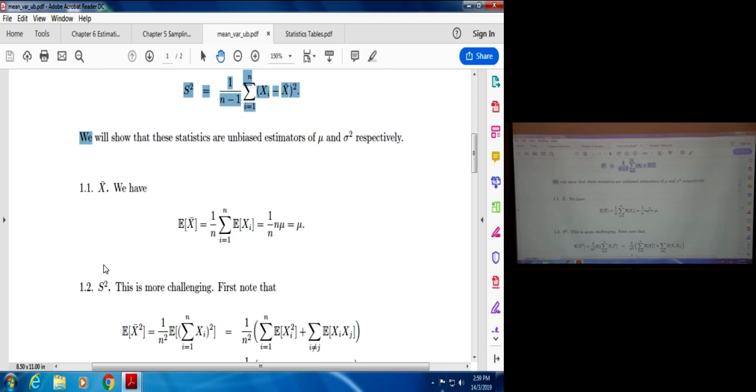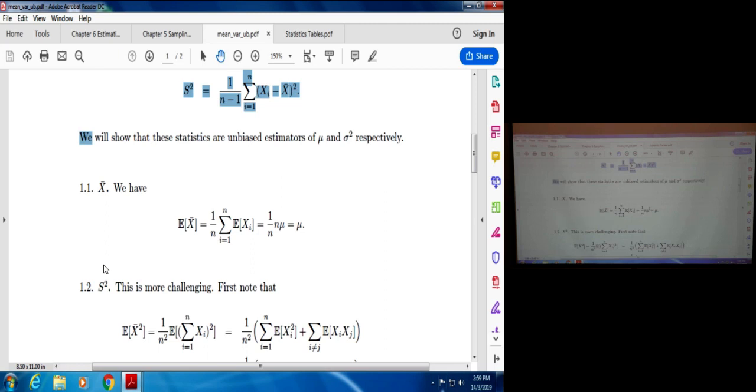I'm using this bold E for the mean of this sample. So I want to compute the expectation of 1 over little n, the number of samples, times the sum from i equals 1 to little n of the xi's. That's the expectation of x bar.